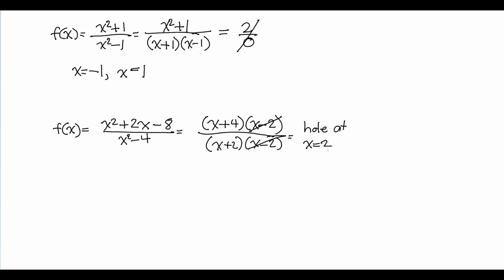So what about x equals -2? If x equals -2, the numerator will become 2. The denominator will equal 0, which means the function has a vertical asymptote at x equals -2.